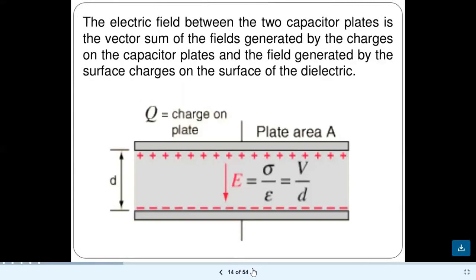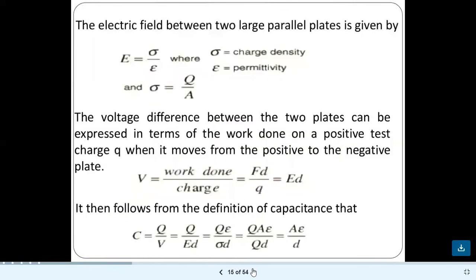The electric field between the two capacitor plates is the vector sum of the fields generated by the charges on the capacitor plates. The field generated is E equals sigma upon epsilon, where sigma is the charge density. It will convert V into E times D. So that is the final formula of the capacitance of a parallel plate capacitor, which is given by epsilon naught A by D, where A is the area of the plate, epsilon naught is the permittivity, and D is the distance.